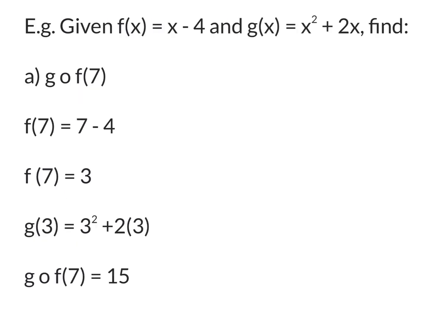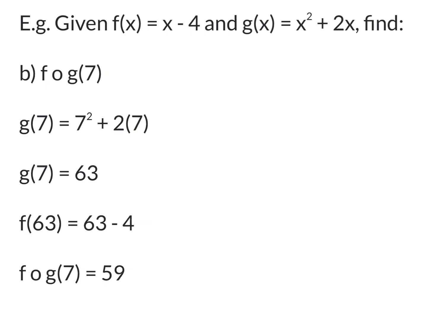So here we go. f of x equals x minus 4 and g of x equals x squared plus 2x. And we're finding g of f of 7. So we start with f of 7, get a value for f of 7. Sub the 7 in for the x in the f function, and you get 3. Use this value to sub into the g function. So g of 3 is 3 squared plus 2 lots of 3. So g of f of 7 is 15.